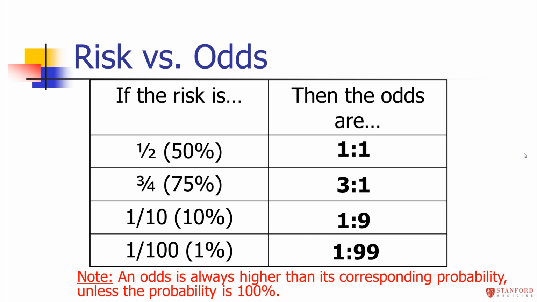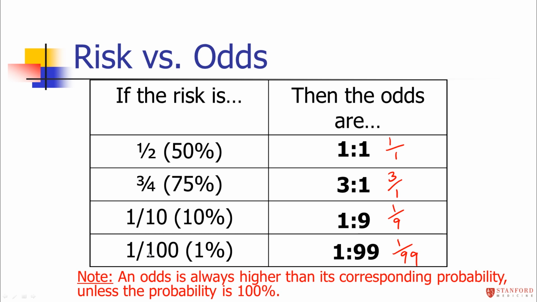Now notice that if you think of an odds as a fraction, so I could rewrite this as 1 over 1, 3 over 1, 1 over 9. I could rewrite this as fractions. If you think of the odds as fractions, notice that the odds is always higher than the corresponding risk. Right? 1 is higher than a half. 1 out of 99 is higher than 1 out of 100. So the odds is always higher than its corresponding probability.